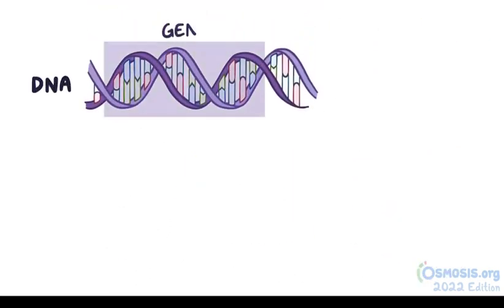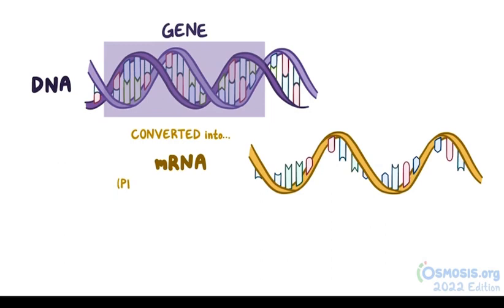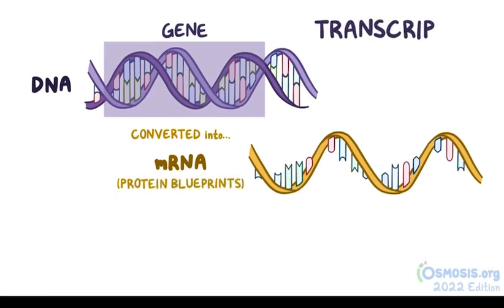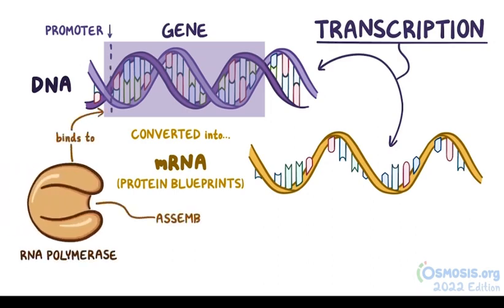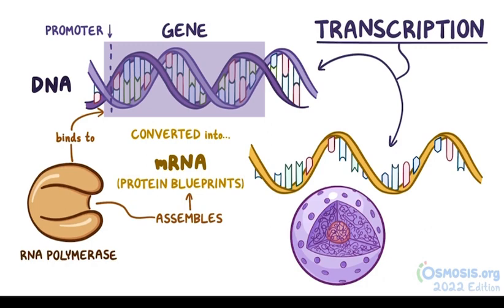Alright, as a quick recap. The DNA is made out of genes, which can be converted into mRNA protein blueprints through a process of transcription. The promoter is the beginning of the gene. The RNA polymerase binds to it and starts assembling mRNA from it. In the end, the mRNA detaches and proceeds outside of the nucleus.